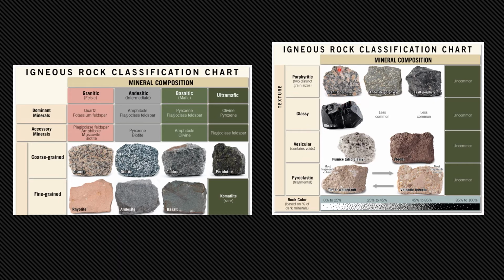And then we have porphyritic granite, porphyry, which means it definitely has two distinct sizes. We see very large pieces and very small pieces, which means that it had two different points where it stopped and crystals started to form. Then we have glassy, which is obsidian. And then we have pumice, which is another type of glassy, but it's called vesicular, meaning it has gas bubbles. And then we have our pyroclastic. These are all our granitic or felsic rocks.